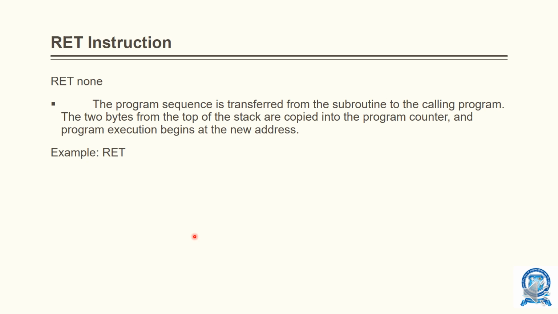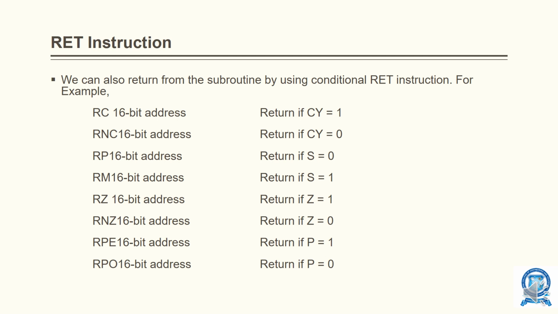Next is the return instruction. For an unconditional return, you can directly give the RET instruction, or else there are certain conditional return instructions also. Here I have noted all the conditional return instructions and their corresponding status. The status is obtained from the flag register. First is return carry, which checks the carry flag. The first two instructions are return carry and return no carry. The next ones are return positive and return minus. Next are return zero, return no zero, return parity even, and return parity odd.